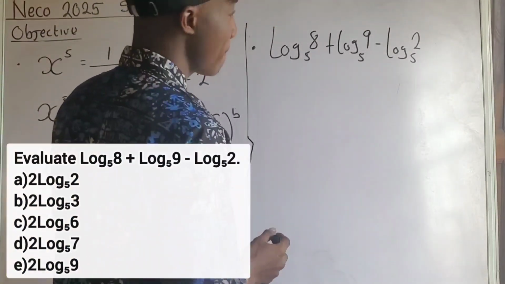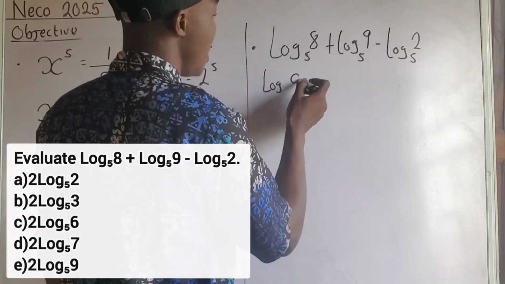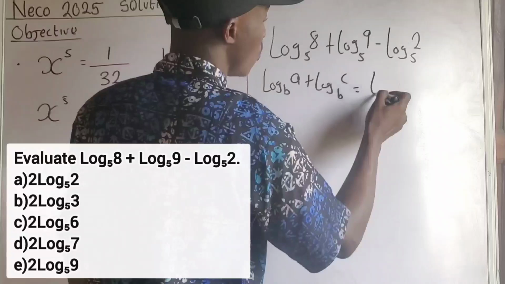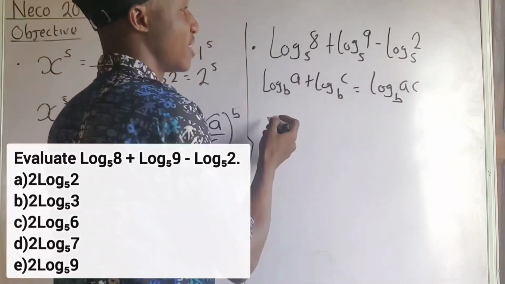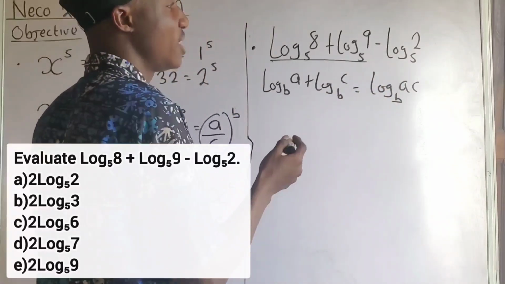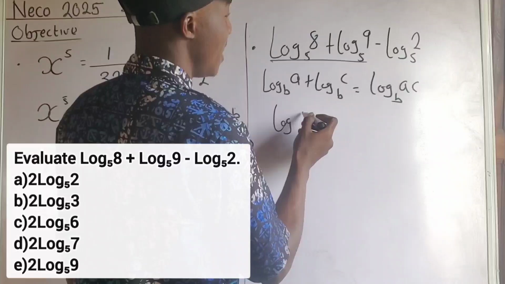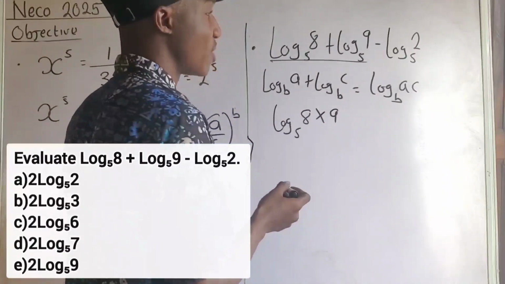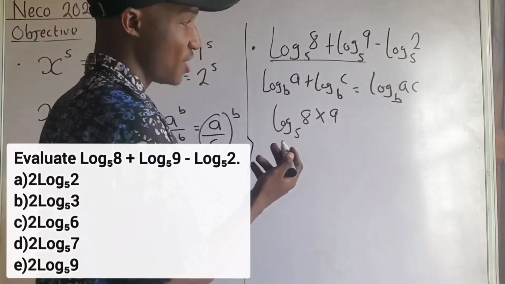Now, according to the law of logarithm, log a base b plus log c base b is equal to log ac base b. You understand? For this, please pay attention. I'm going to have log 8 times 9 base 5, because according to the law of logarithm, the sum of logs is the log of the product. Are you getting it?